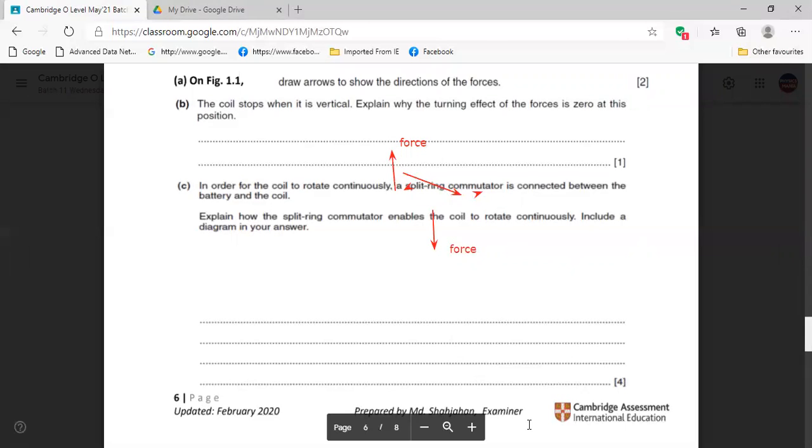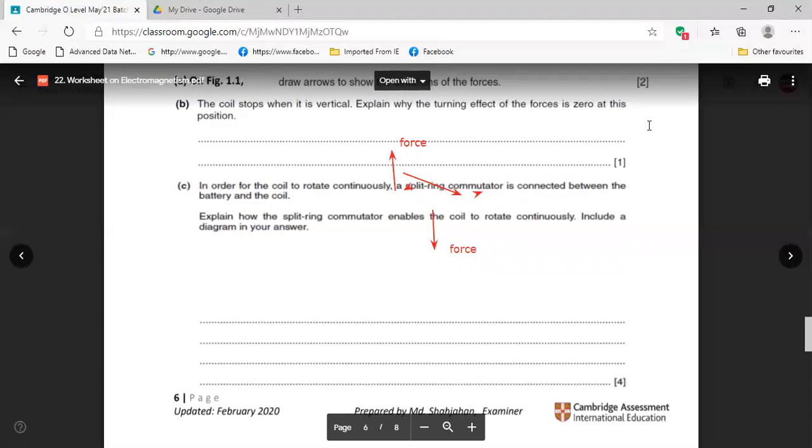Read this part. In order for the coil to rotate continuously, a split ring commutator is connected between the battery and the coil. Explain how the split ring commutator enables the coil to rotate continuously. Include a diagram in your answer. The split ring commutator helps the coil to change the direction every half turn as the direction of current alters in part of the coil every half turn.